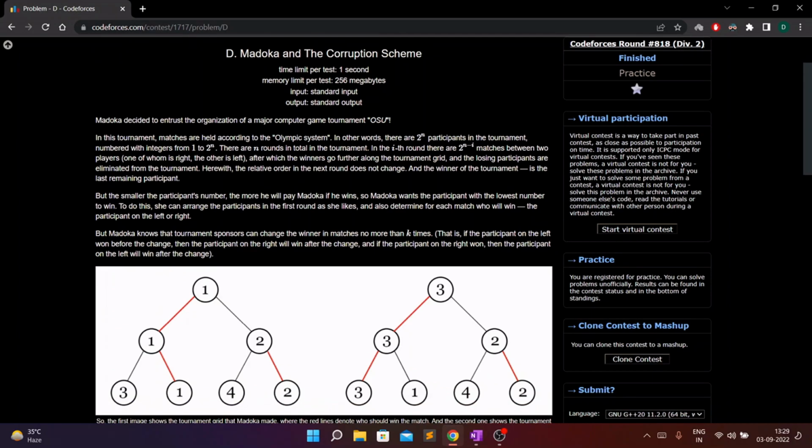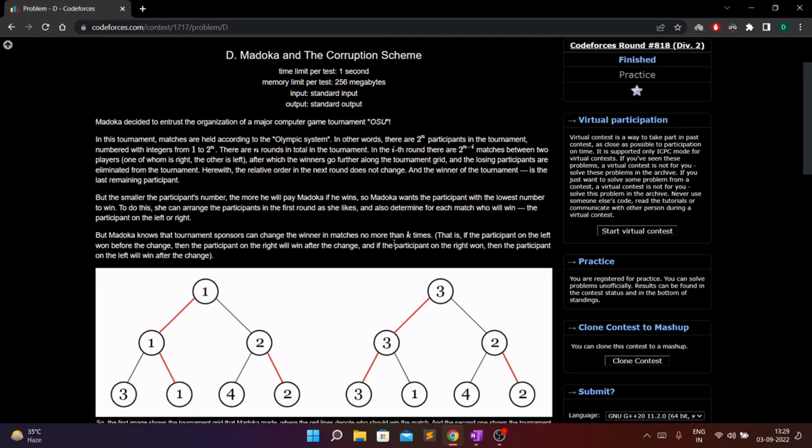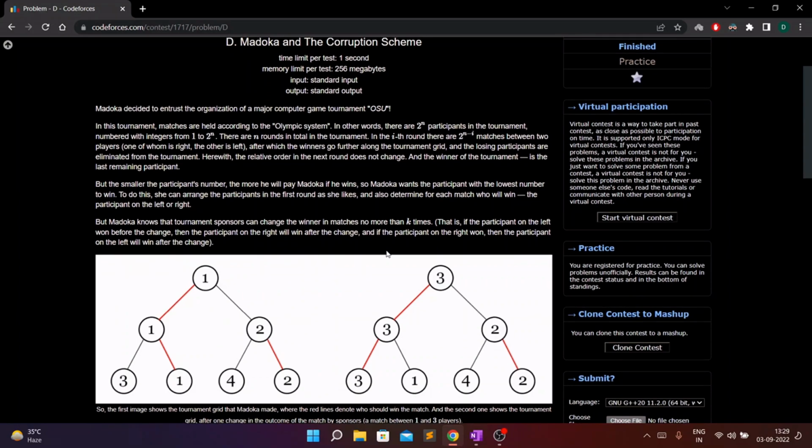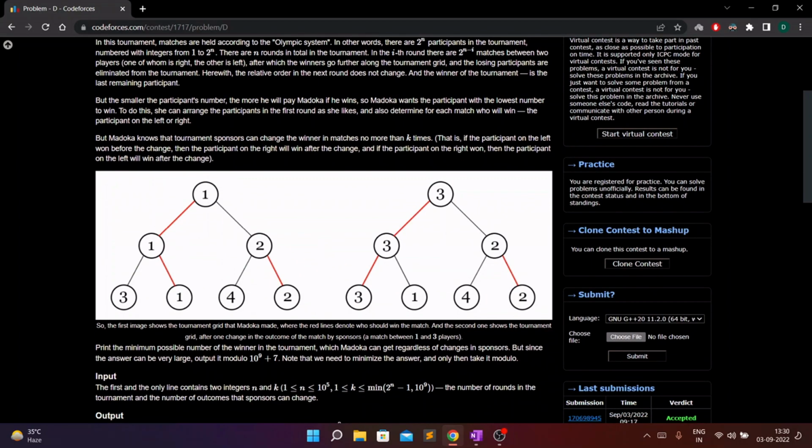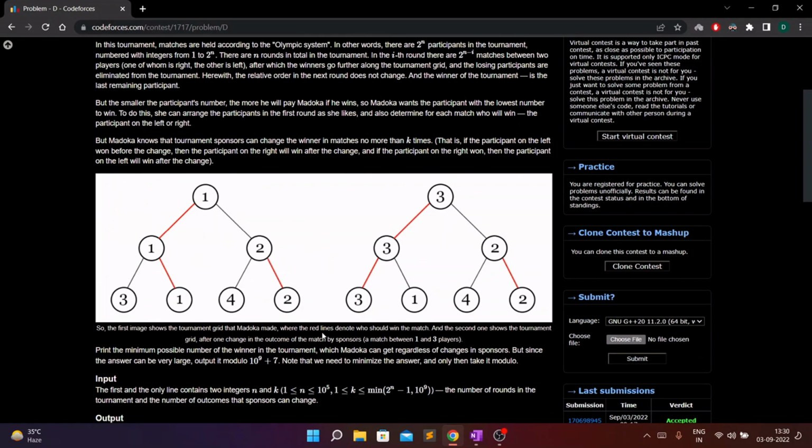Now we have some sponsors, and what they can do is change results of at most k matches. What I mean is, if the left one is winning, after changing the result, the right one will win. And if the right one is winning, after changing the result, the left one will win. So we need to find the number of distinct participants that can win regardless of sponsors making at most k changes.